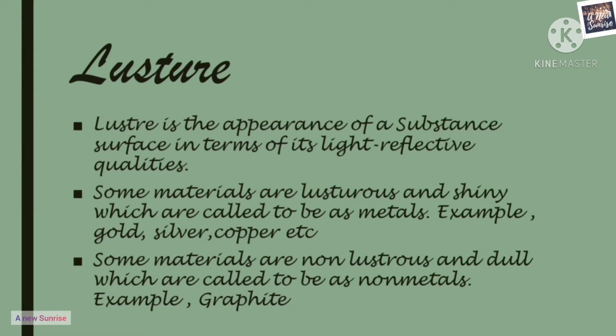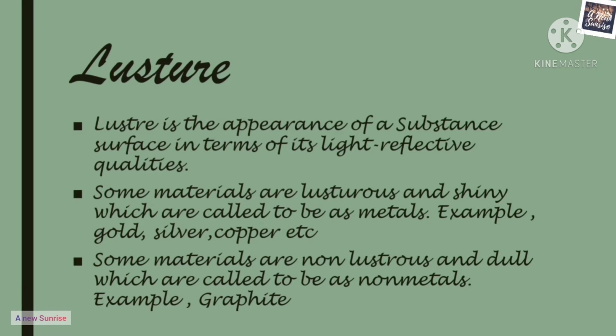Lustre. Lustre is the appearance of a substance's surface in terms of its light reflective qualities. Some materials are lustrous and shiny, which are called metals. Metals possess the characteristic of lustre. They have their own shine. Examples of metals are gold, silver, copper, etc.